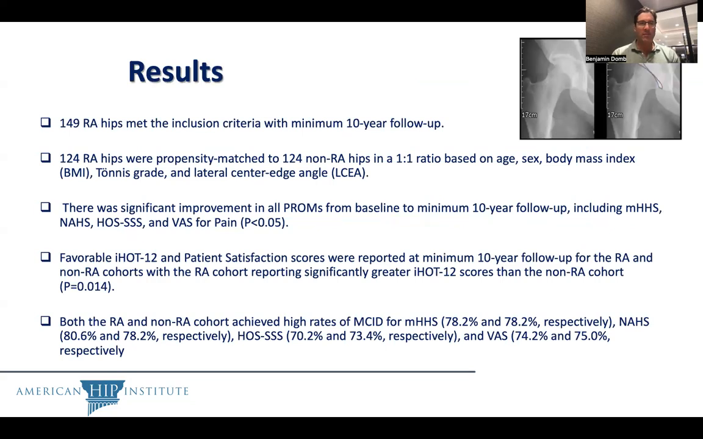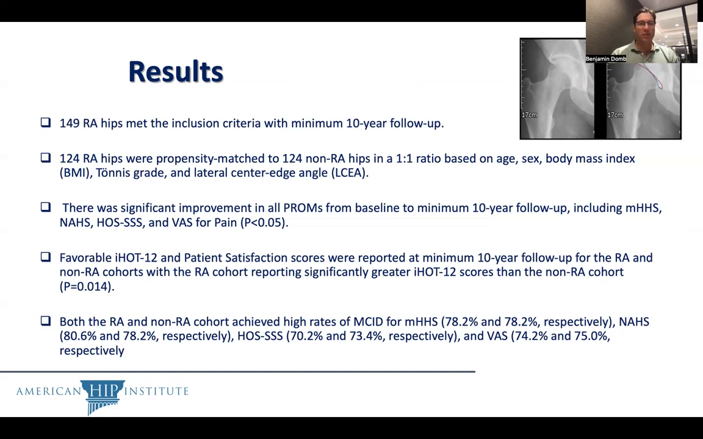149 retroverted hips met the inclusion criteria with minimum 10-year follow-up. 124 retroverted hips were propensity matched to 124 non-retroverted hips in a 1-to-1 ratio based on age, sex, body mass index, Tönnis grade, and lateral center edge angle.